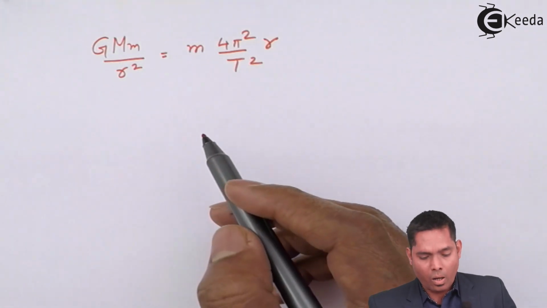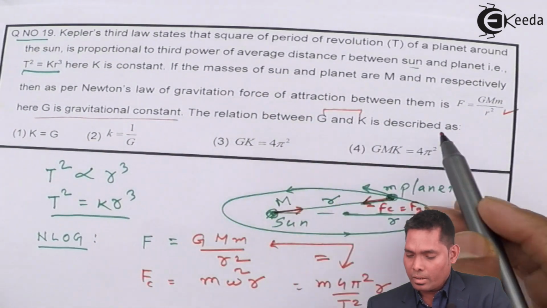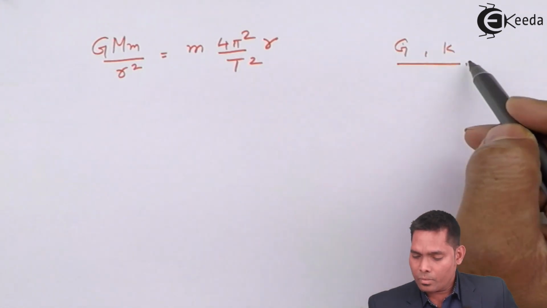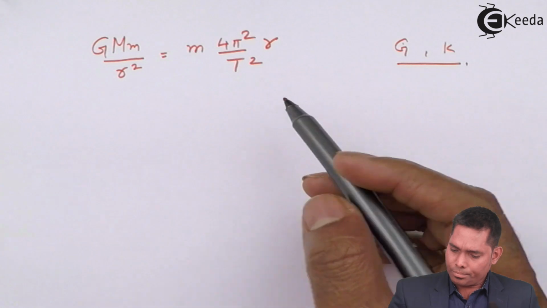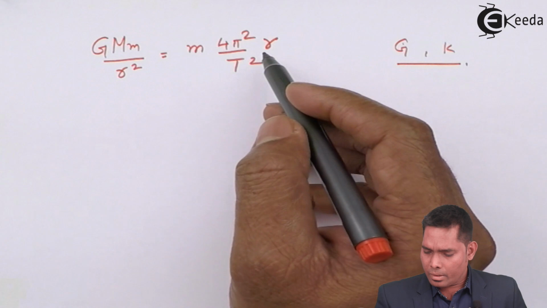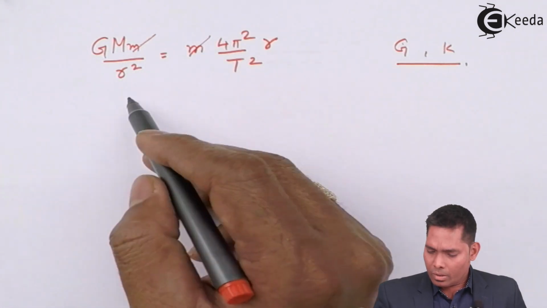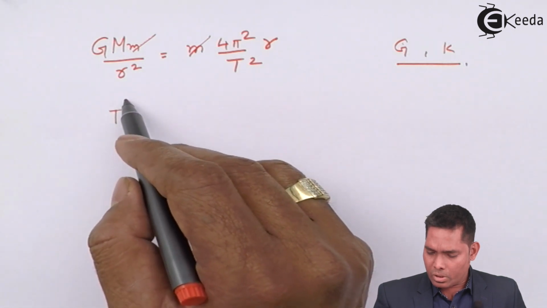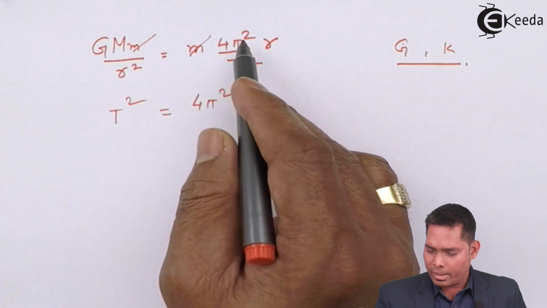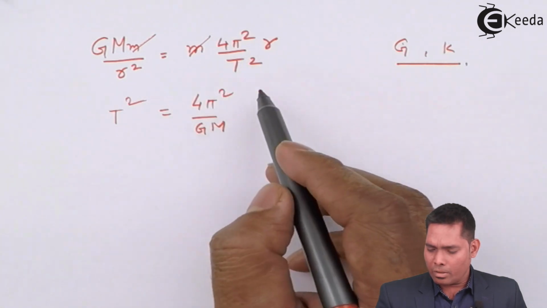Okay, now I have to find the relation between G and K. So now from here this m will cancel. T square is how much, I'll write. T square goes to that side, the other things come to this side. This 4 pi square is already there. G M will get divided, and this r square and this r will become r cube.